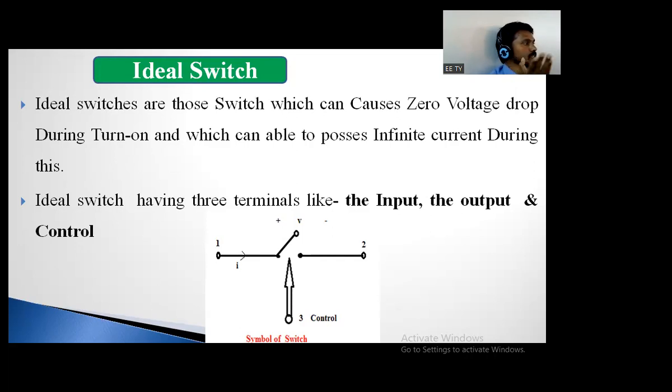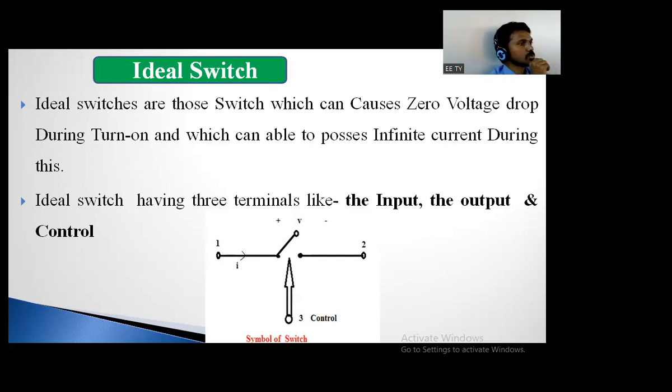And what will happen? If 20 volts drop here, will the load get the full voltage? No, because some amount of voltage is dropped across the switch. Clear? So some amount of voltage dropped across the switch means there is a power loss. So that switch cannot be called an ideal switch.